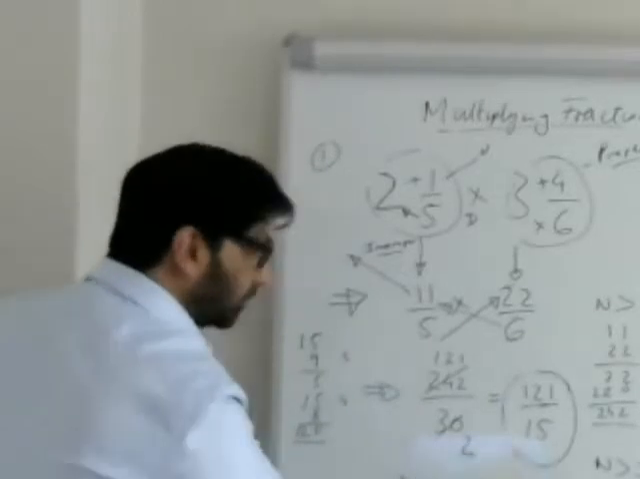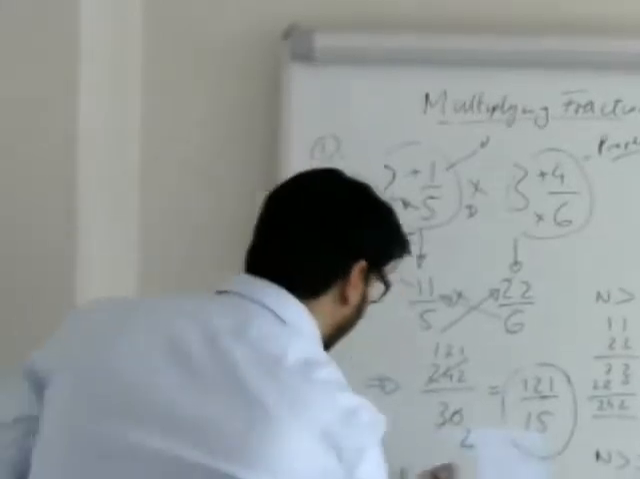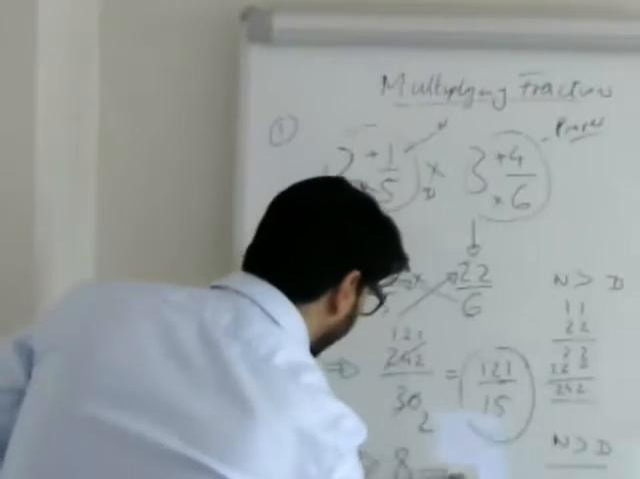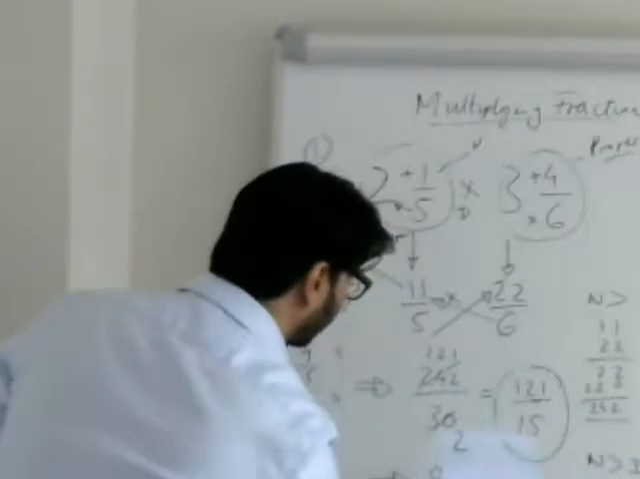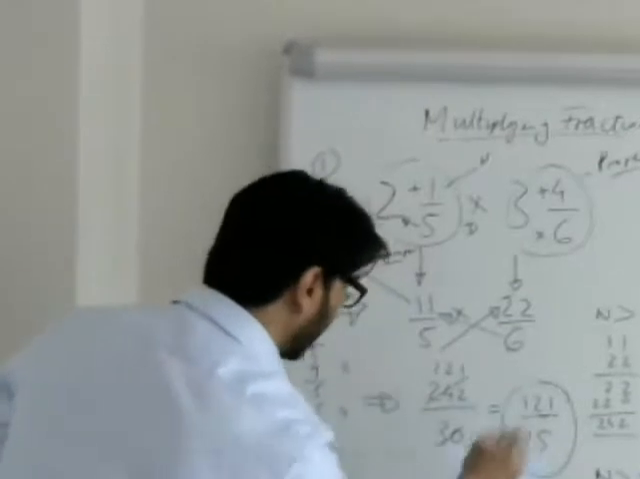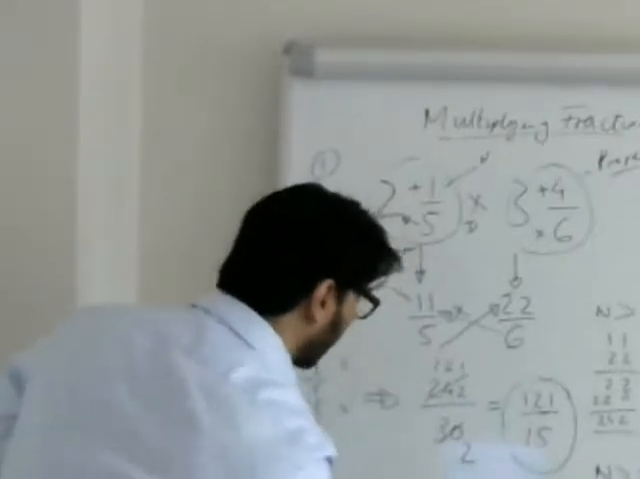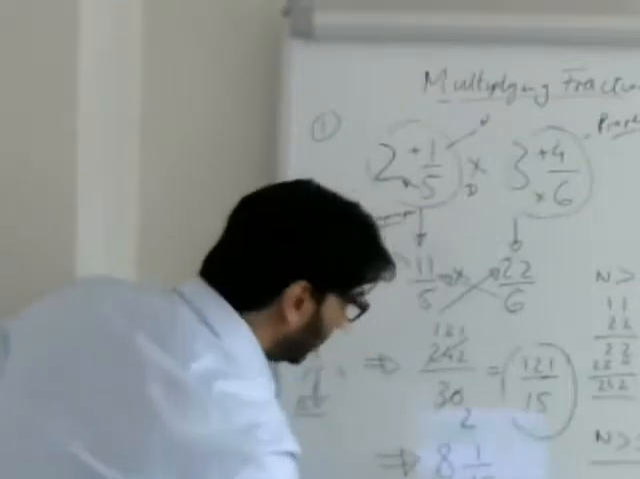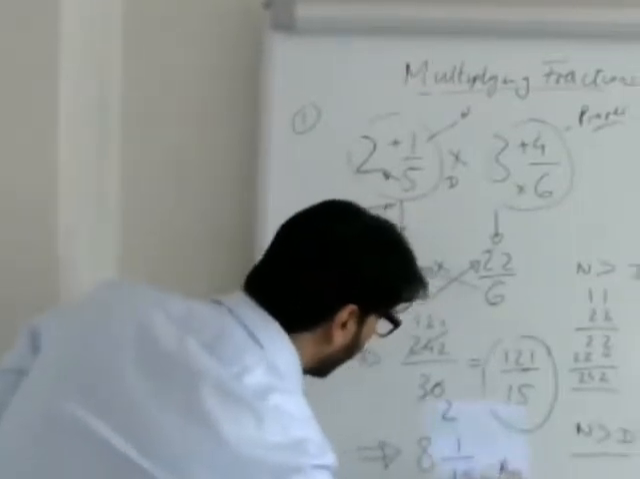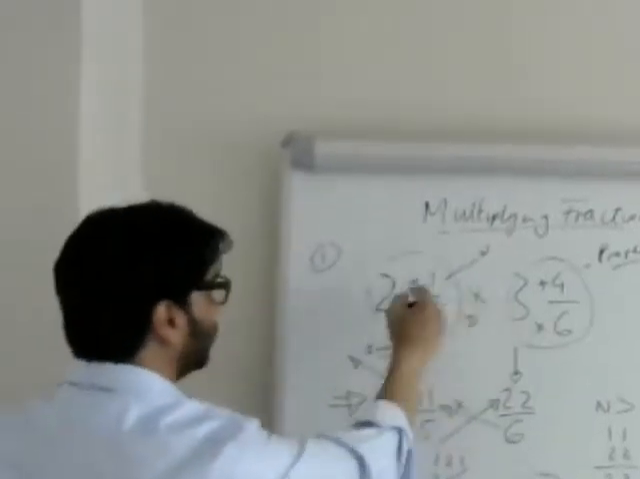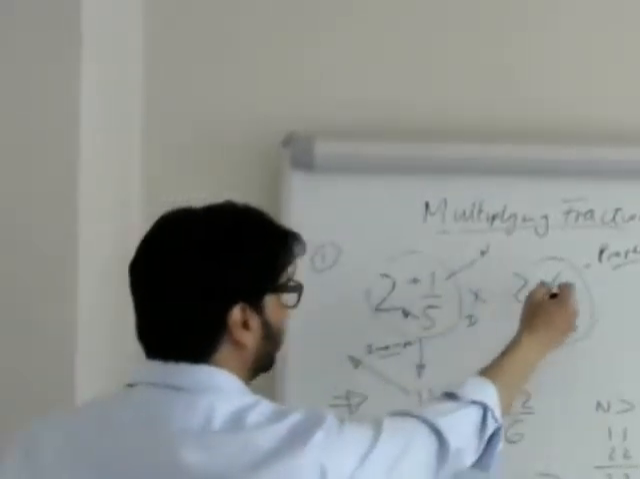So now we can convert this into a mixed number. And you have 8 and 1 over 15. Because we know that 8 times 15 is 120, and you have 1 at the top. So that leaves me with this answer. So that is the answer for this question: 2 and 1/5 multiplied by 3 and 4/6.